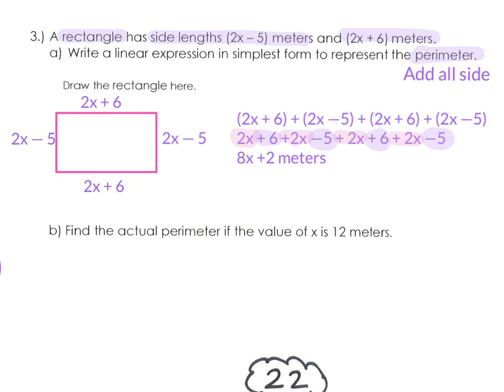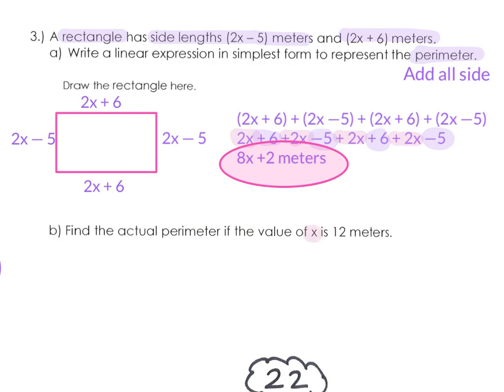And they did. They told us that this was going to be meters. So now I'm just going to add it into my answer. So 8x plus 2 meters. Okay, now if I look down below, it says that they want me to find the actual perimeter if the value of x is 12 meters.